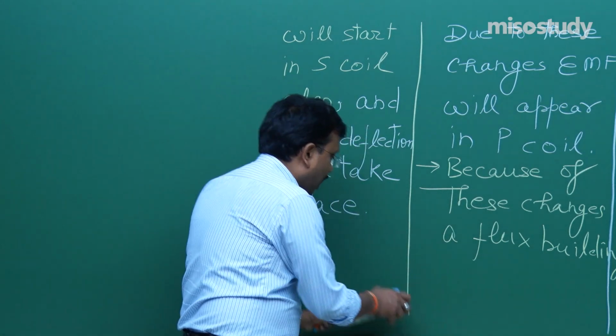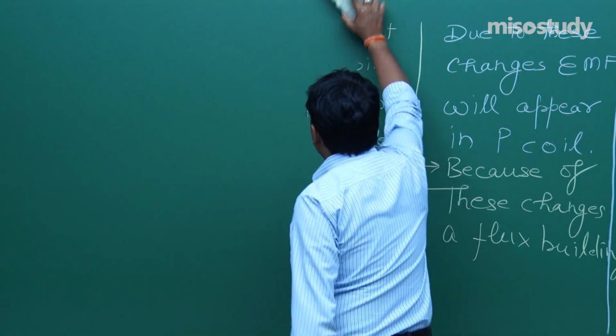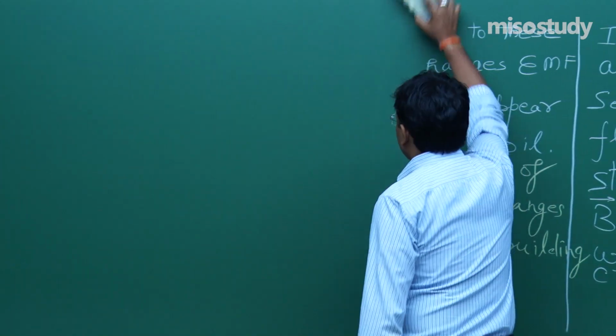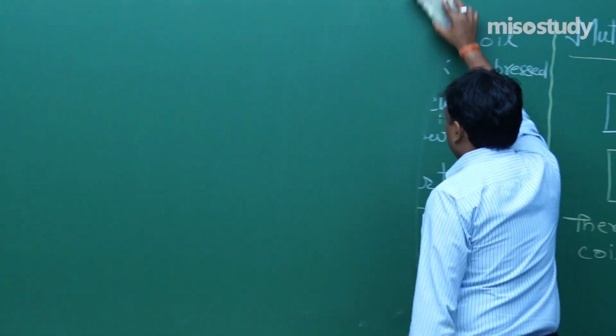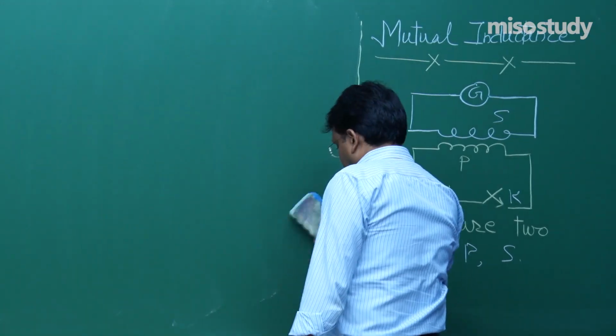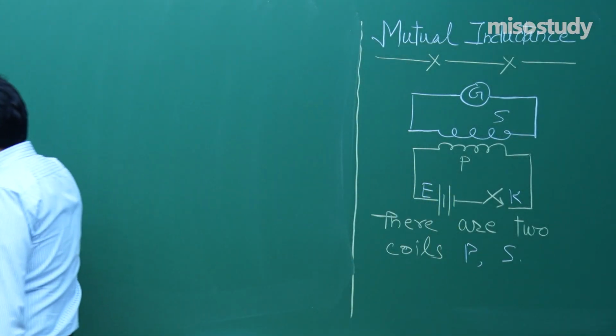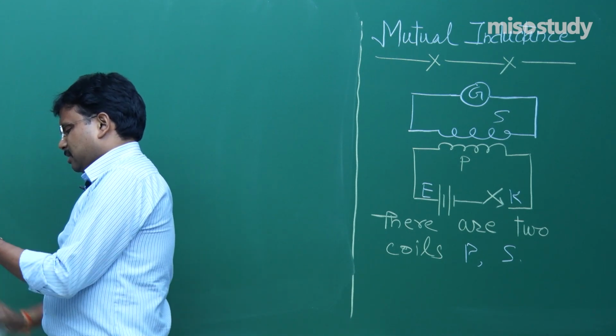Now, let us open the key. Before opening the key, let me erase all these things so that I can explain the second scenario. For the same diagram, this second scene is a simple one.